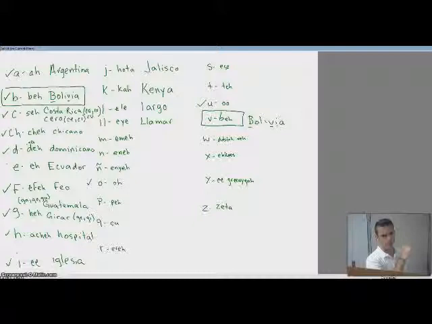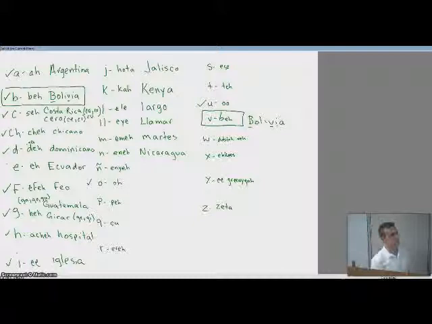M. Let's take a look at M. Martes. The word for Tuesday. Martes. N. Another country. Nicaragua, same pronunciation.